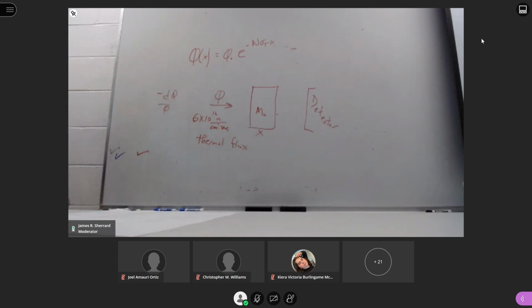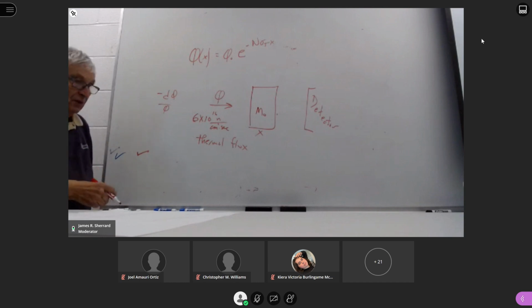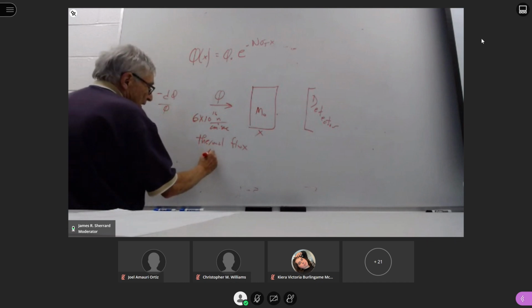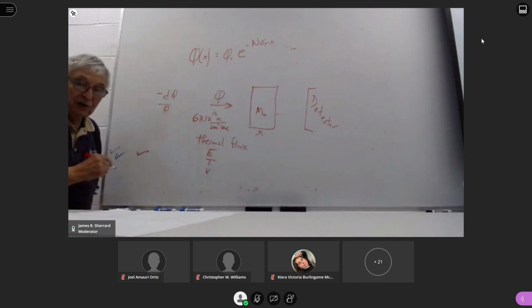And I'm going to go more into thermal, epithermal, and fast fluxes later. Did Professor Abel go into thermal flux at all, as to how you define thermal flux? Thermal flux, or any flux, will have associated with it an energy, a temperature, and a velocity.